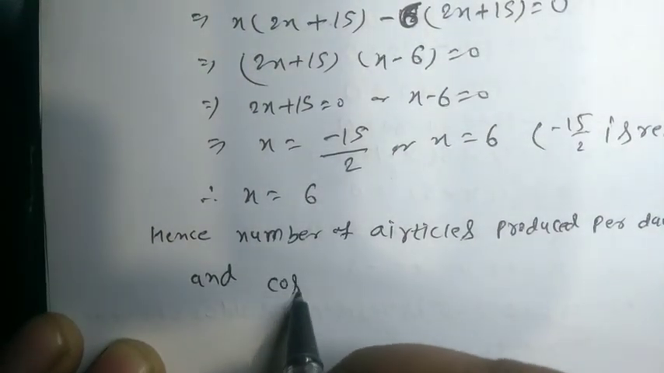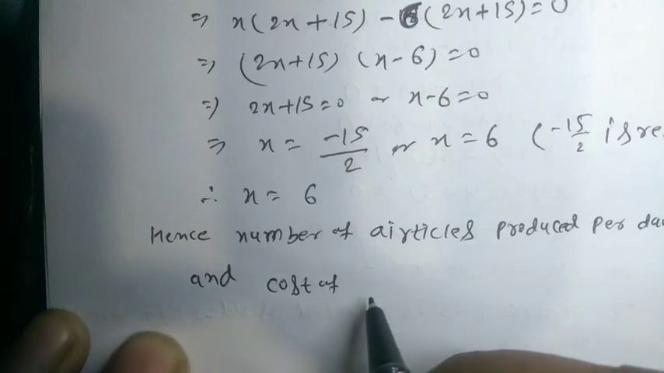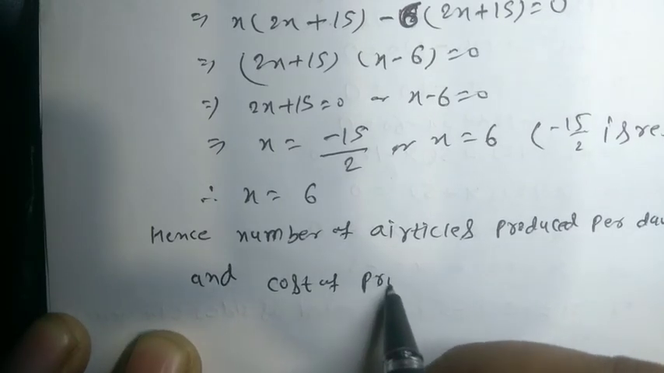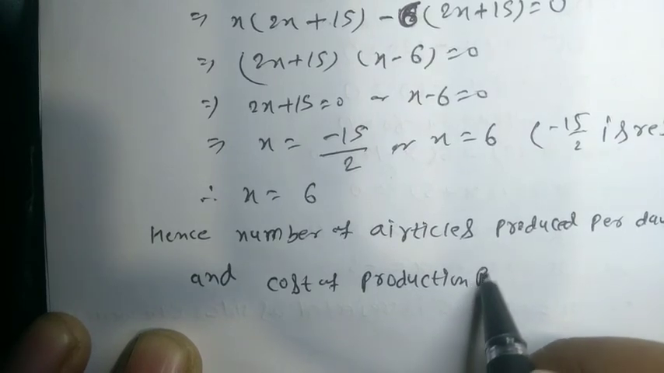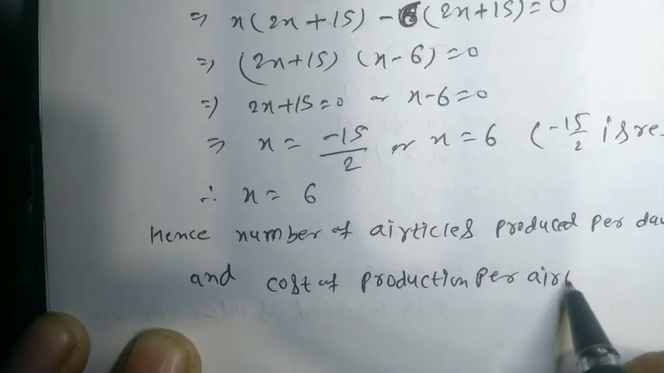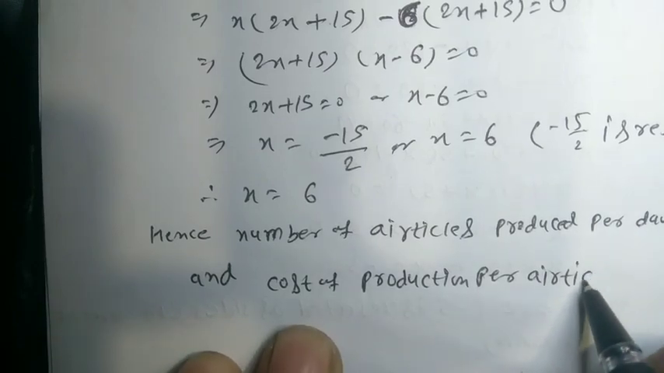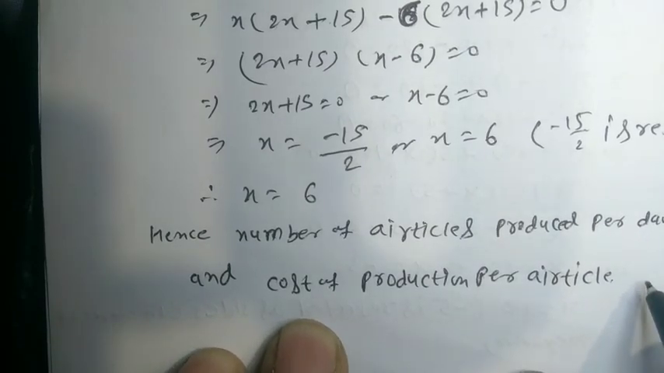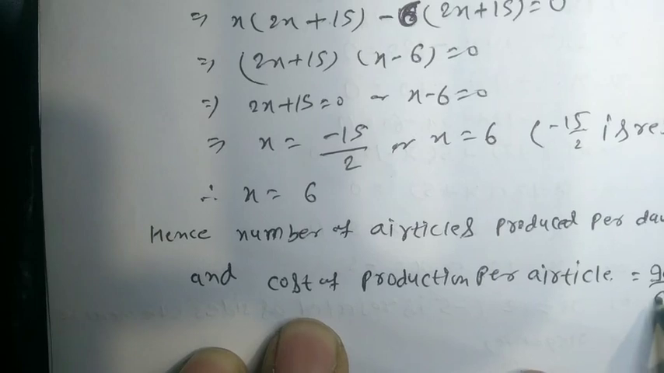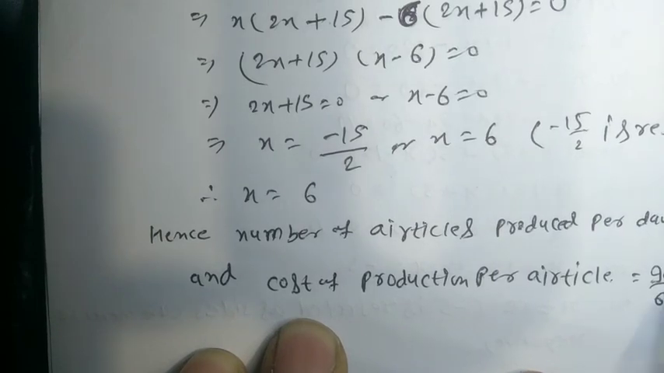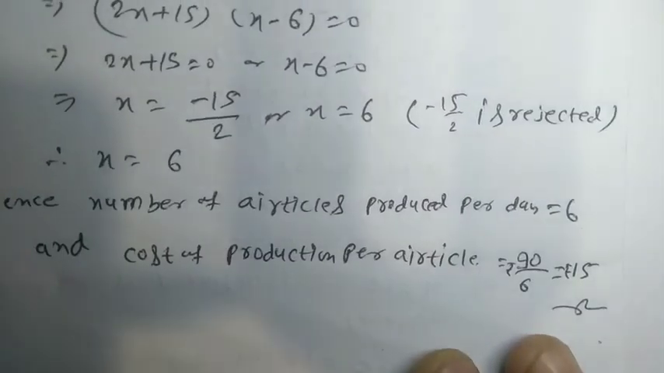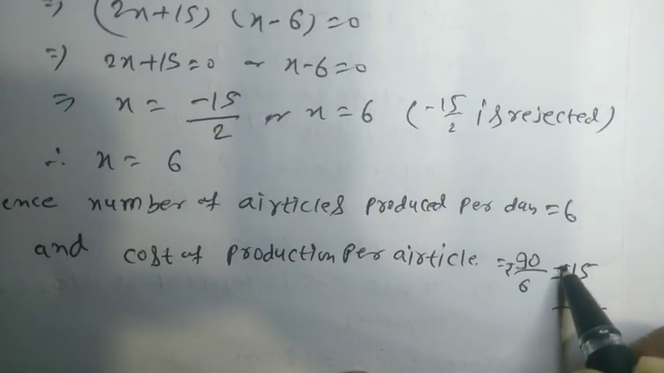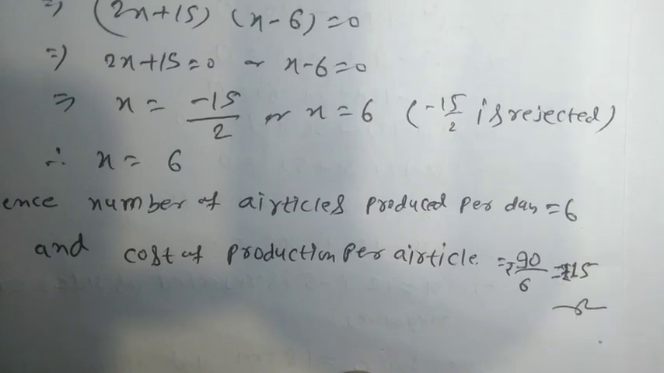and cost of production per article is equal to 90 by 6, that is equal to rupees 15. This is our answer, rupees 15.